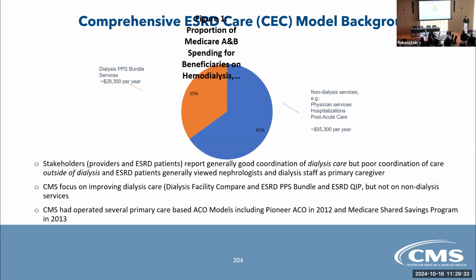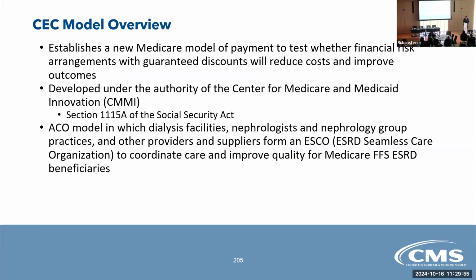So I think the other major context is that CMS had already done other ACO models. How many folks in the room have heard of ACOs? Just to calibrate. Okay, cool. So we've done some other ACO models, which again is that same idea of coordinated care and holding the physicians or whoever the primary caregivers are for the patient accountable for the total cost and quality of care for patients. So we'd already done some efforts, and the idea was let's test this out for this population.